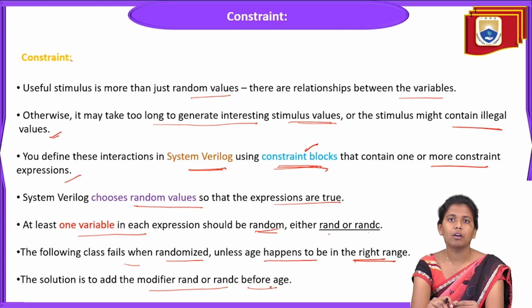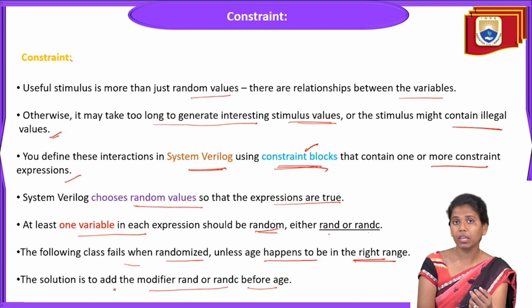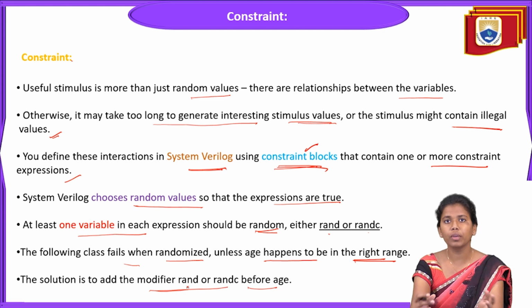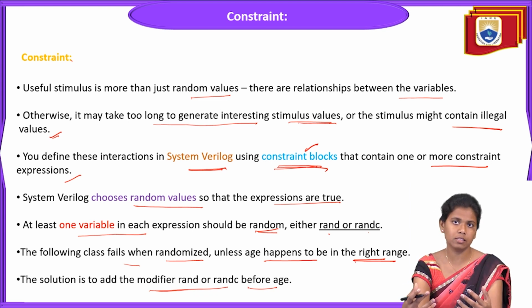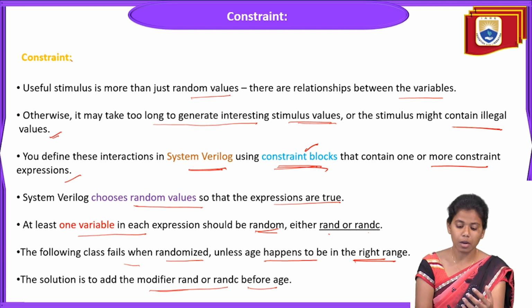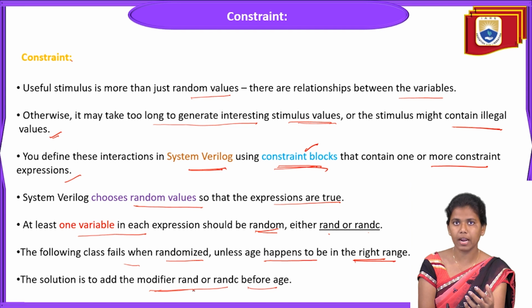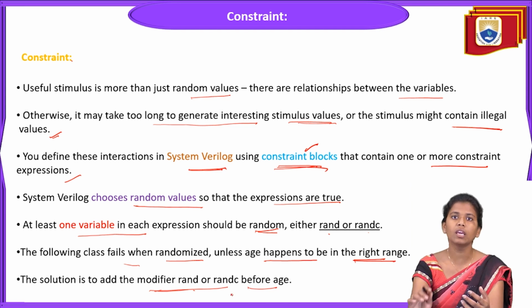So when we are failing in these particular cases, how can we resolve this? There is a problem, and there is a solution for this problem. The solution is to add the modifier rand or randc. We can solve this kind of problem by using the modifier rand or randc before the age.